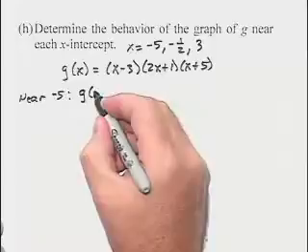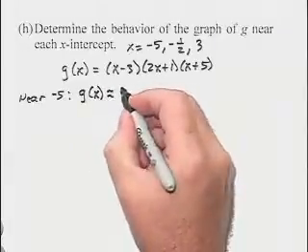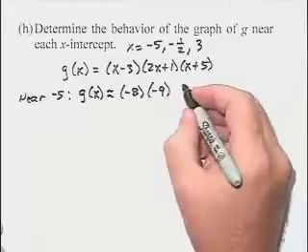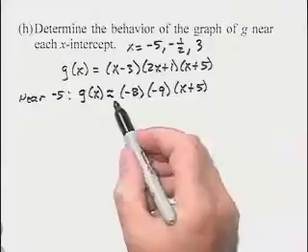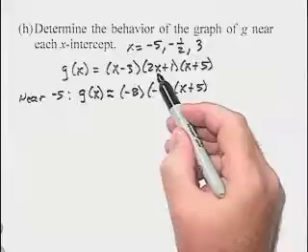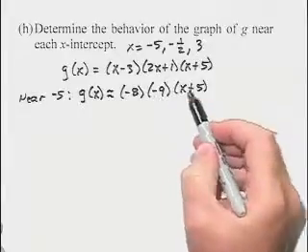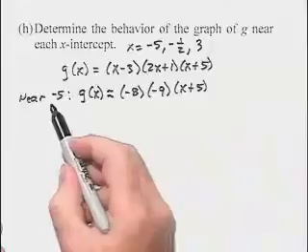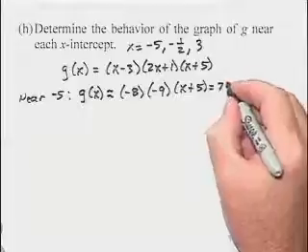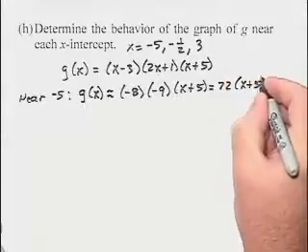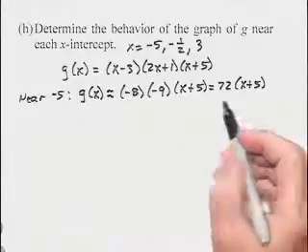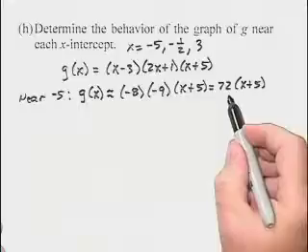So near -5, g of x is approximately -8 times -9 times (x plus 5). So if we put in -5 for x, -5 minus 3 is -8. 2 times -5 is -10, plus 1 gives us -9. Again, we're not using the x plus 5 factor because we're looking at what happens near -5. This is equal to 72 times (x plus 5). So near -5, the graph of g will look like a line with slope 72.